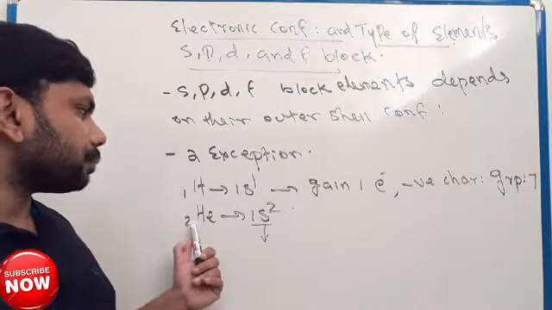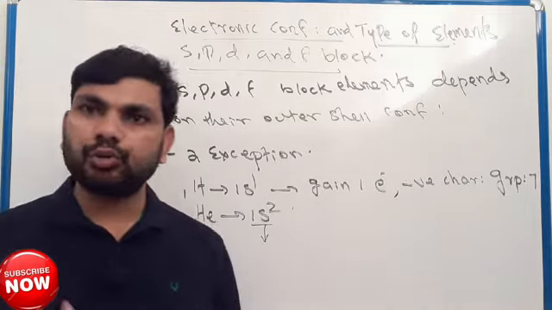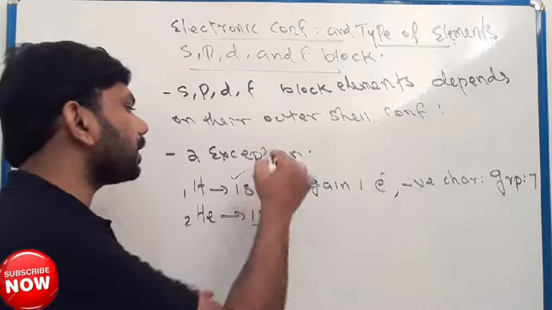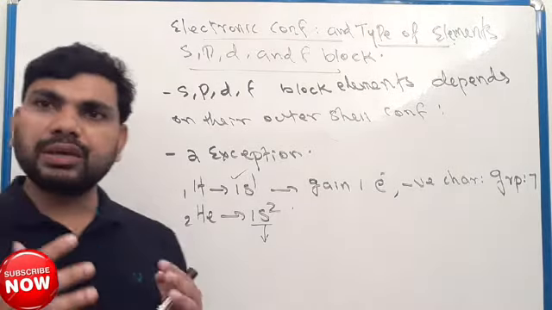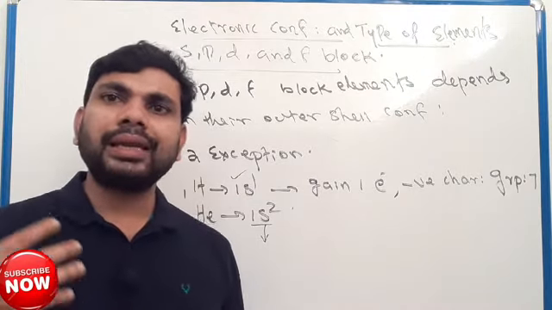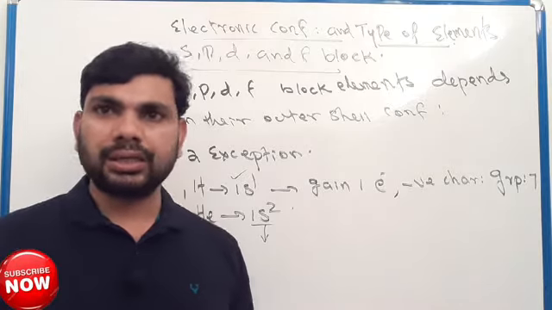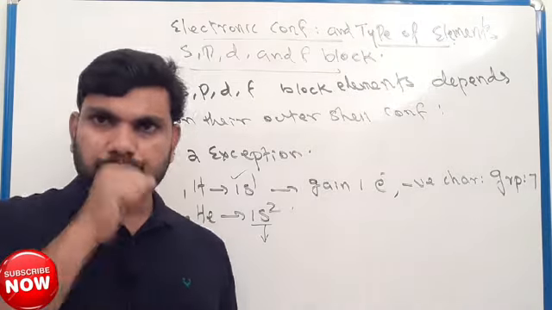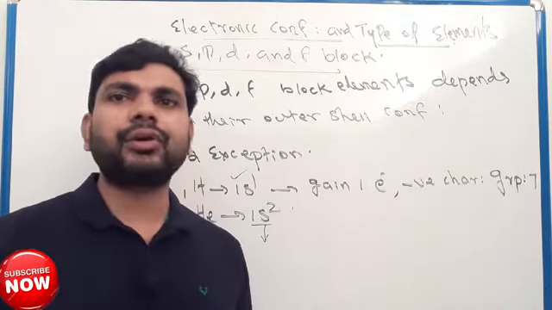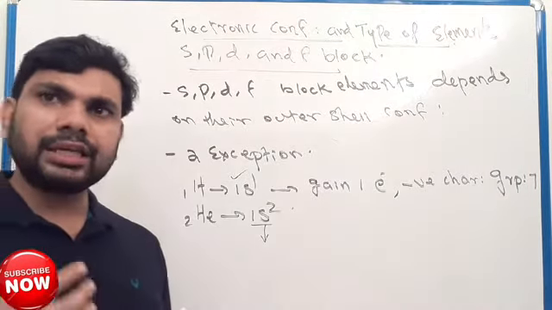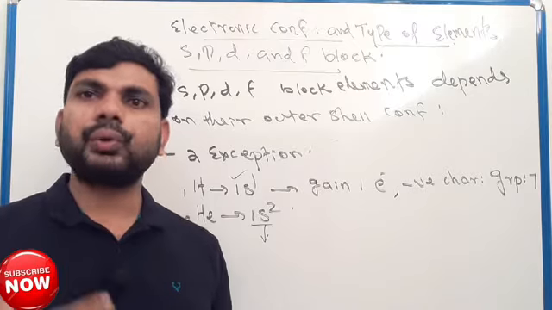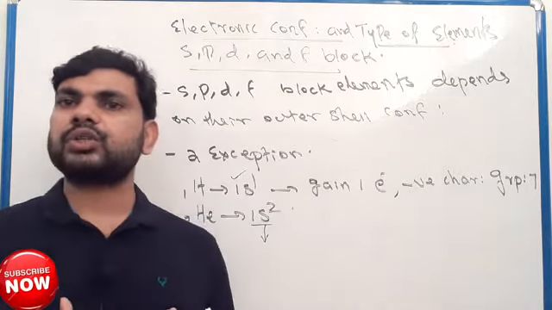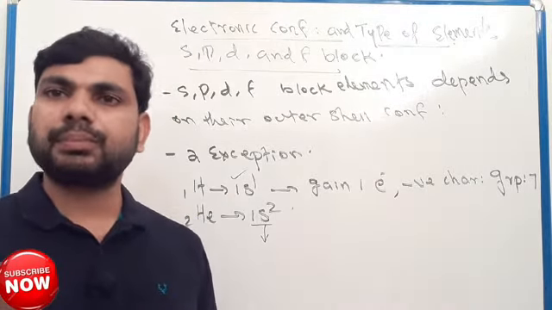So this is one exception case. The second exception case is hydrogen. Hydrogen has atomic number 1, 1s1, that's why hydrogen is put in the s block. But hydrogen can also receive one electron and show a negative charge, minus one charge. For example, in lithium hydride, a metallic hydride, hydrogen receives one electron and shows a negative charge. We know group 17 elements, fluorine, chlorine, bromine, iodine, receive one electron and show a minus one charge.